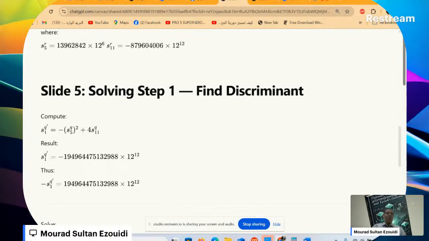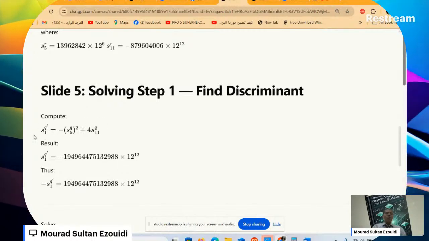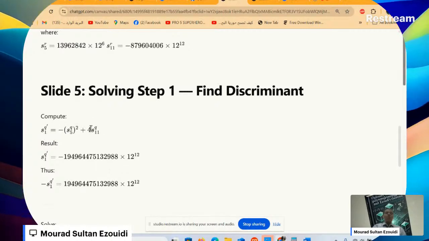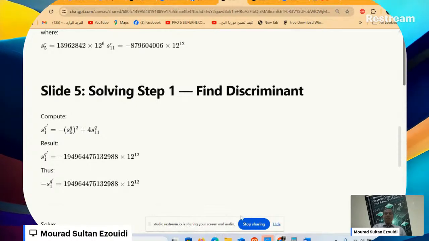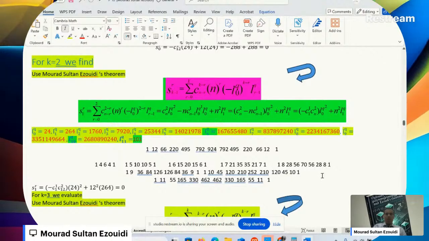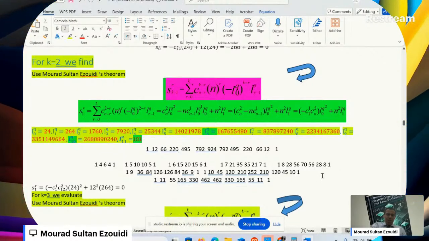Find the discriminant. Compute S1. This is according to Mr. Murad's theorem that I showed you. When putting n equal to this, you will obtain this formula. You will obtain exactly like that. Come here, I'll show this one to you. When k equals this one.